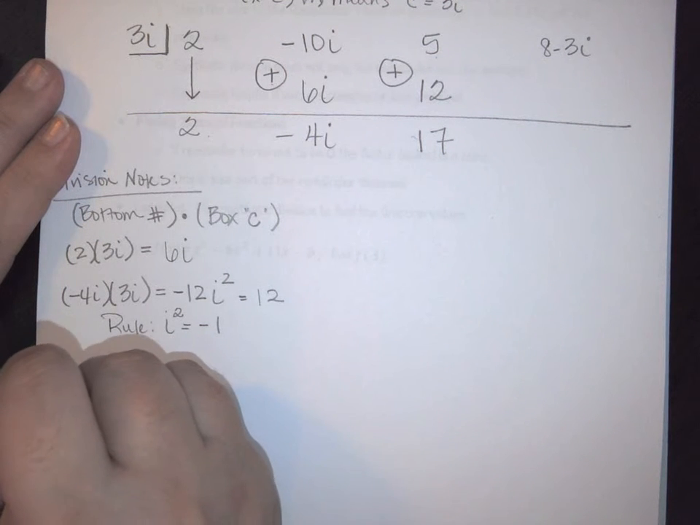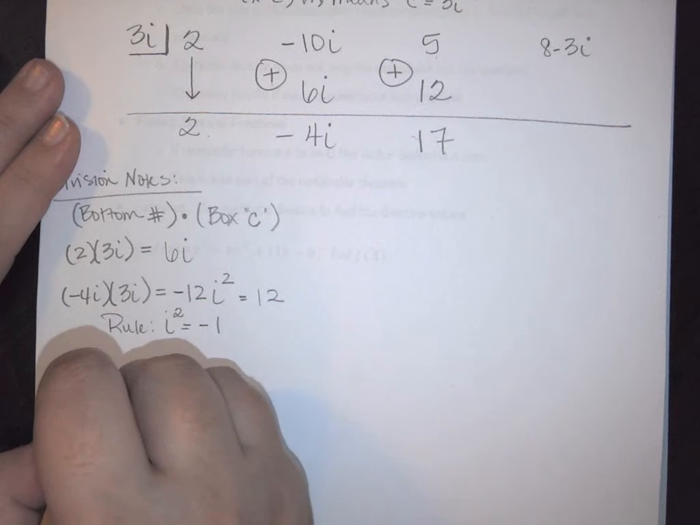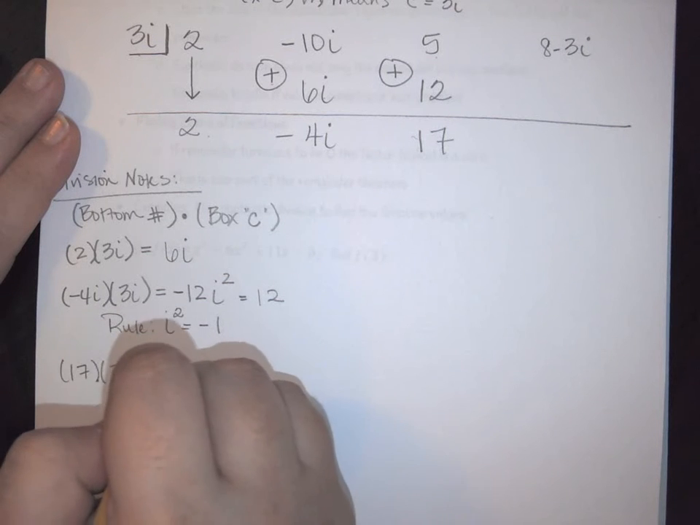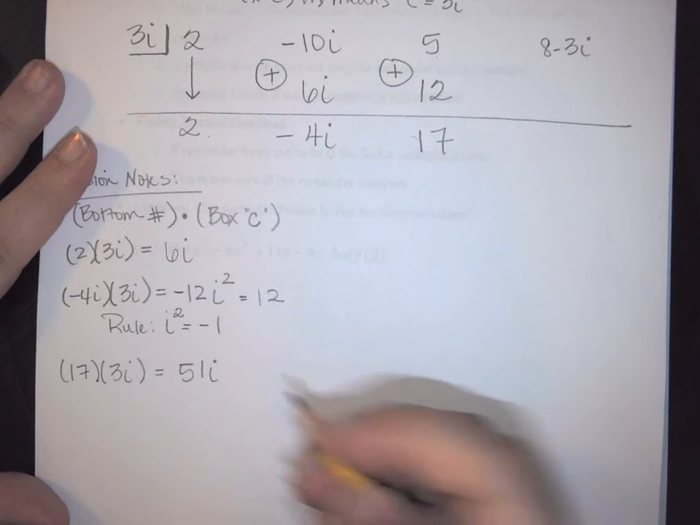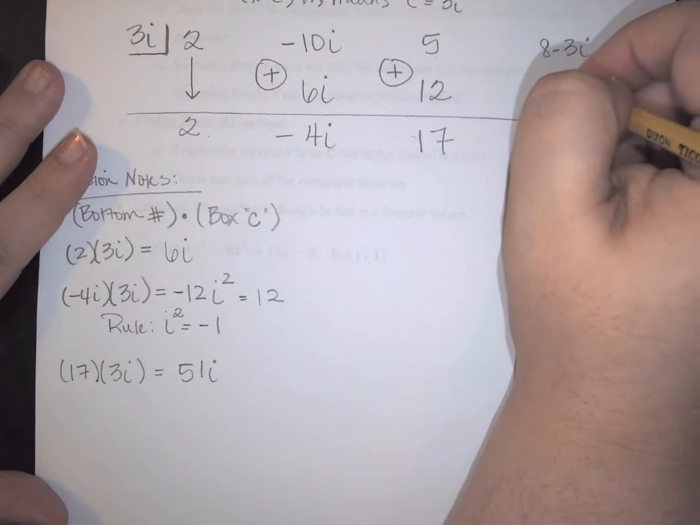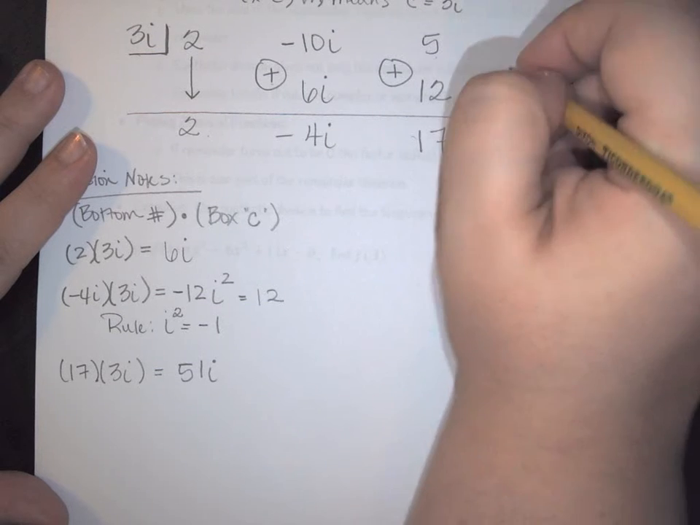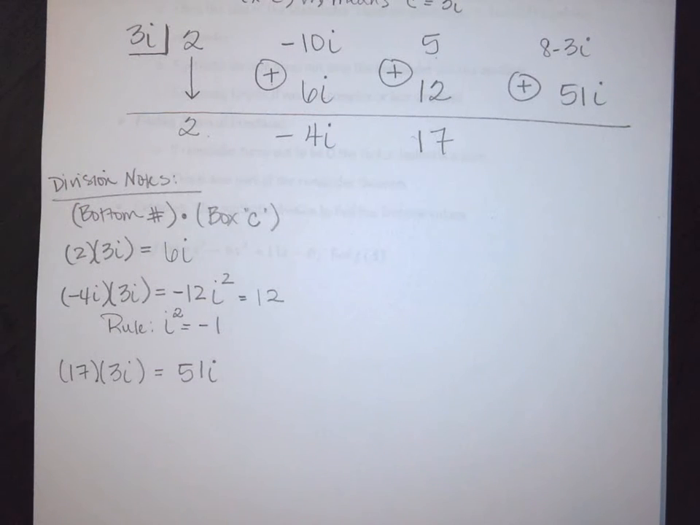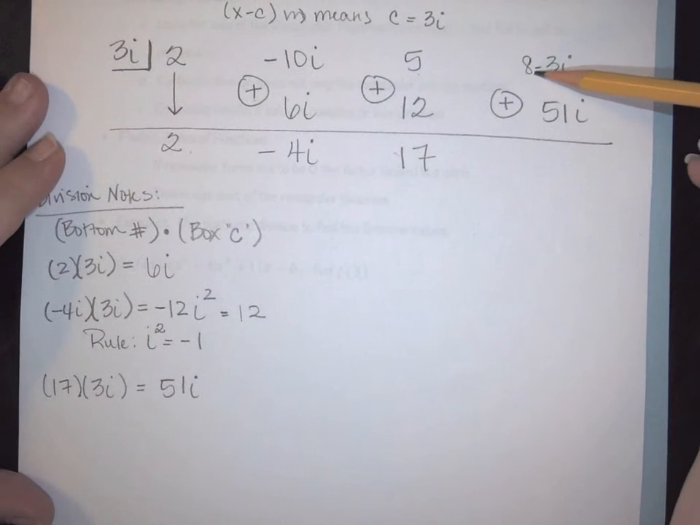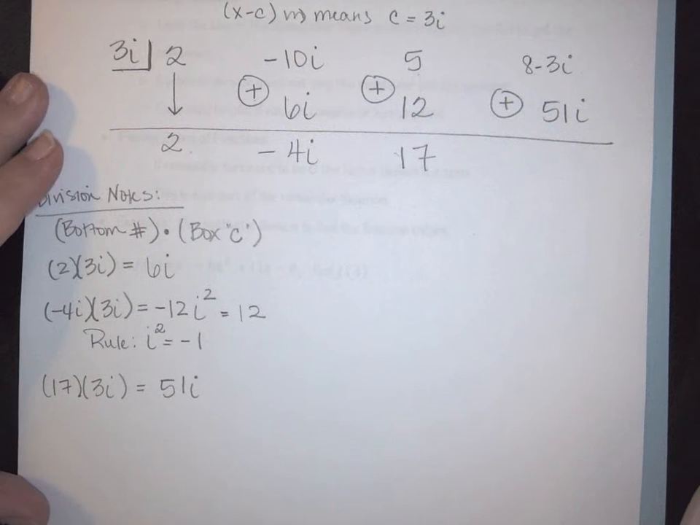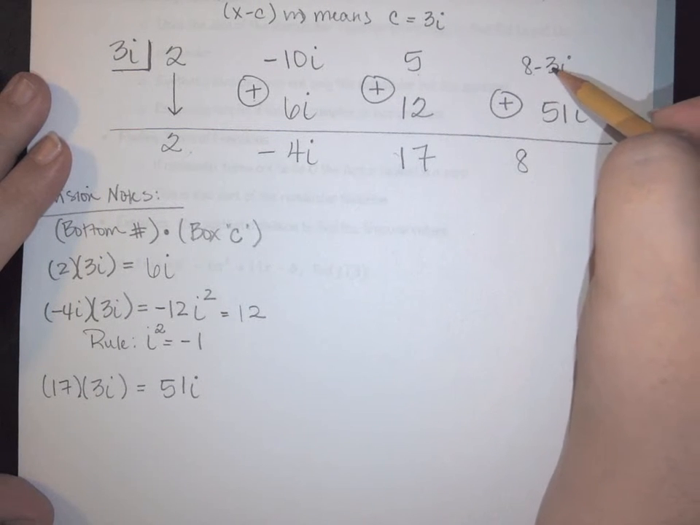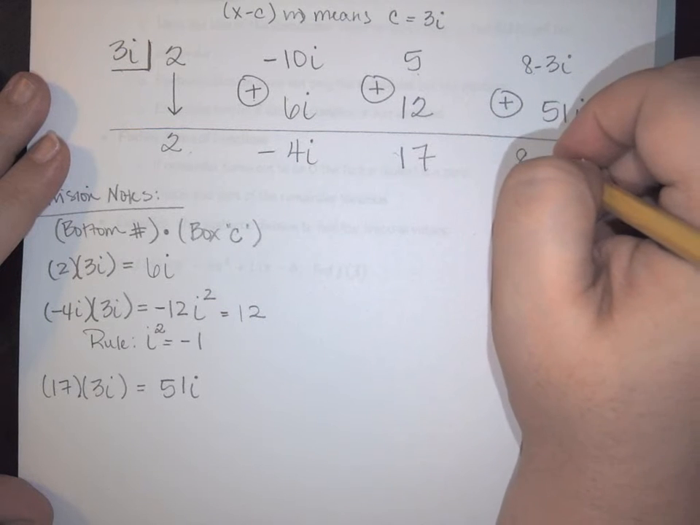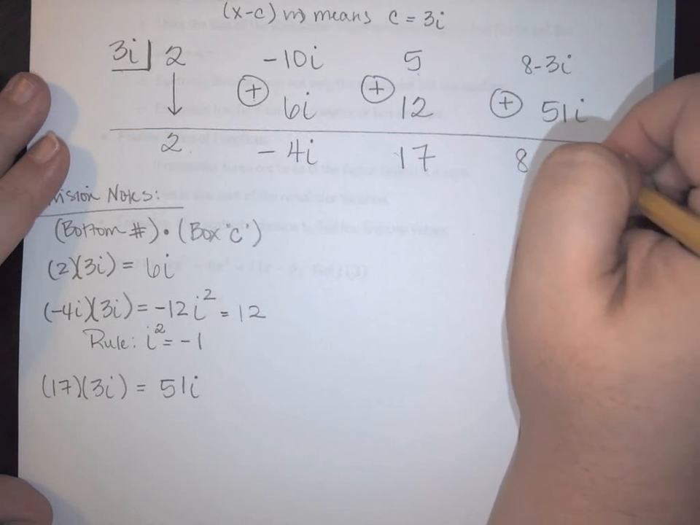I now need to do bottom. So 17 times the box, 3i. And in this case, 17 times 3 is 51i. So up here, this becomes 51i. Again, we have to add them. So when we add them, in this case, I'm essentially adding 8 minus 3i to 0 plus 51i. So the 8 comes down, and I have negative 3 plus 51. So this becomes plus 48i.